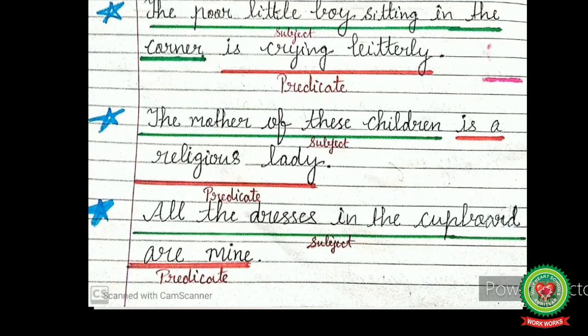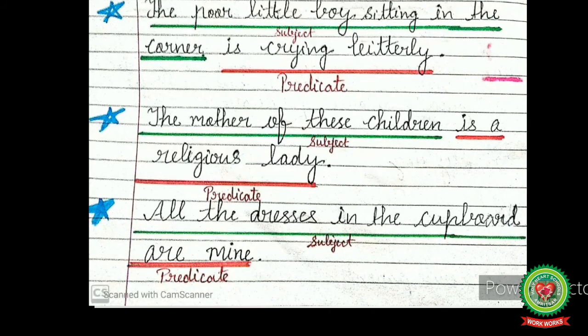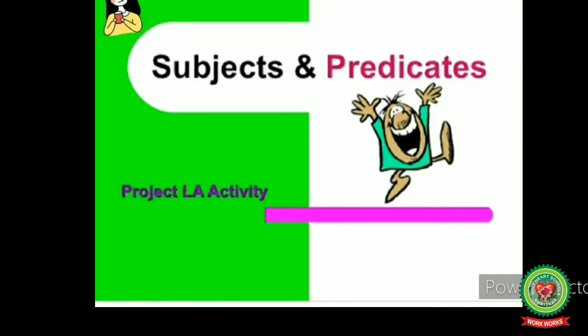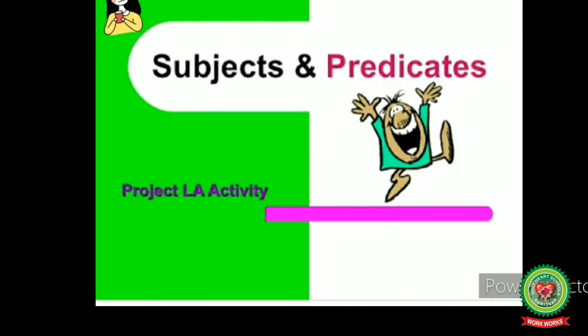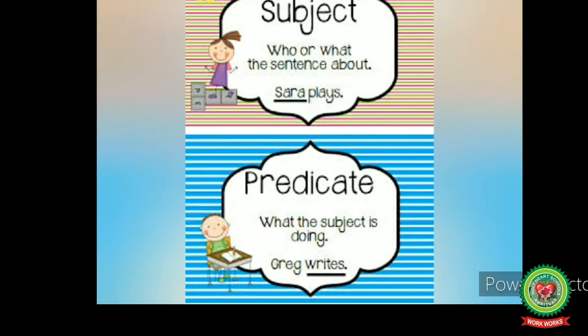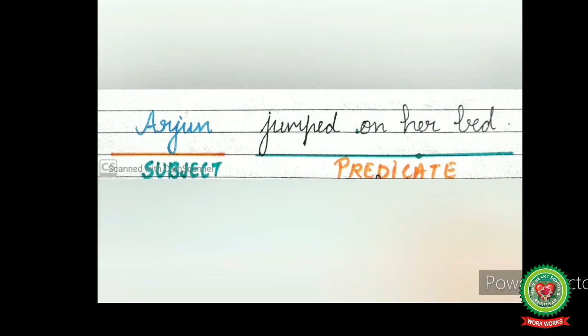About what we are talking in this sentence? All the dresses in the cupboard. So it's the subject. What we are talking? Are mine. So predicate. Children, I hope you understood the topic well. So today we have learnt what is subject and predicate and their identification. In short, who we are talking is the subject and what we are talking is the predicate. Let's take an example. Arjun jumped on her bed. Who? Arjun. So subject. What? Jumped on her bed. So predicate.